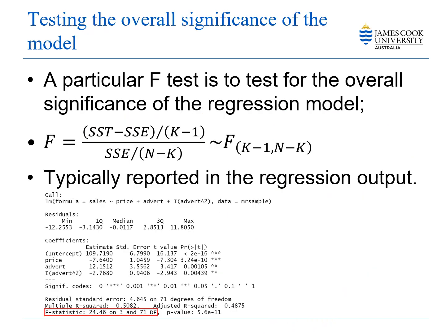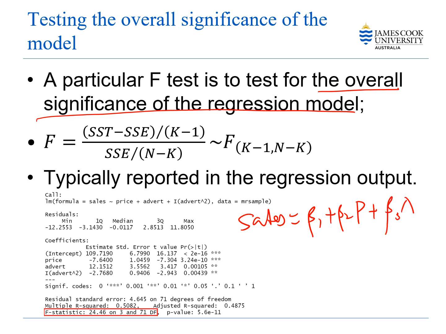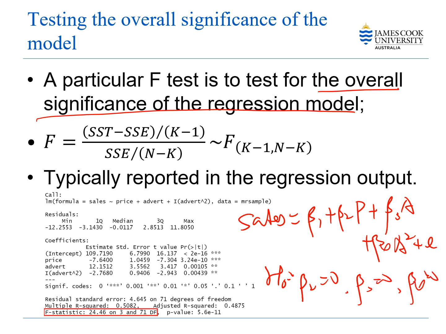Okay, I hope it's clear to you now how to do an F-test. There's a particular F-test which tests for the overall significance of the regression model. For example, our full model is sales = beta 1 + beta 2 price + beta 3 advertising + beta 4 advertising squared + error. The null hypothesis is that beta 2 = 0, beta 3 = 0, beta 4 = 0: the coefficients of all the explanatory variables other than the constant term are 0.